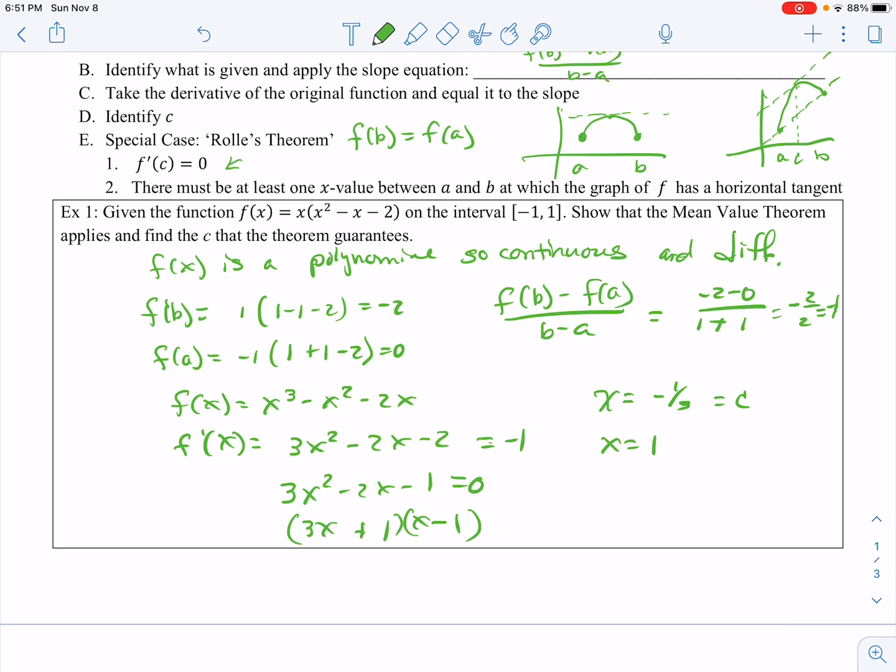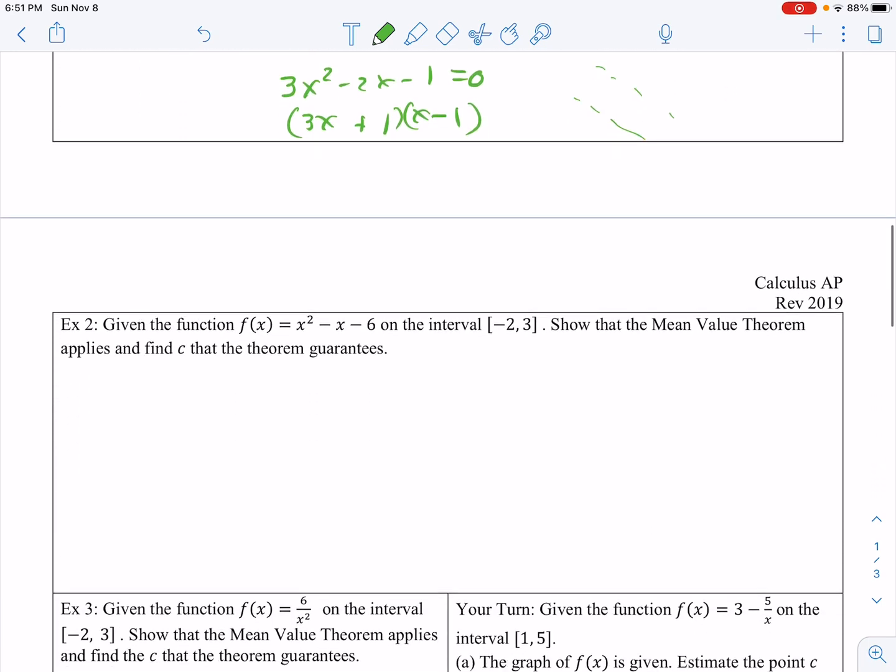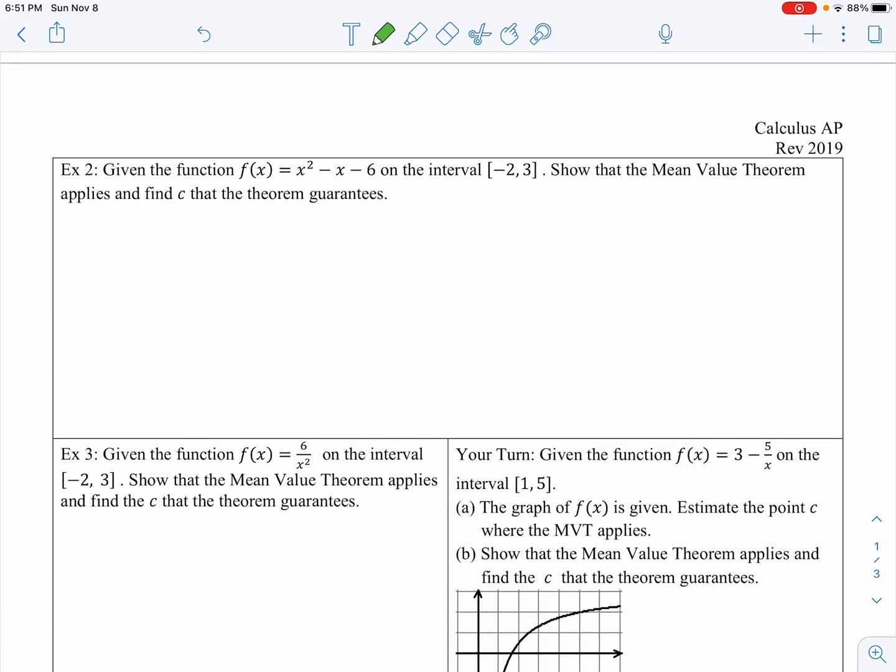All right, so if you graph that function, the slope of my tangent line is negative 1. My slope of my average rate of change, your secant line, is 1, negative 1. Okay? Same problem. Show the mean value applies on the interval. Polynomial, so continuous. All right. F of 3 equals 9 minus 3 minus 6 is 0. F of negative 2 equals 4 plus 2 minus 6 equals 0.